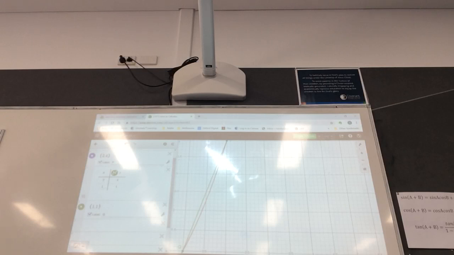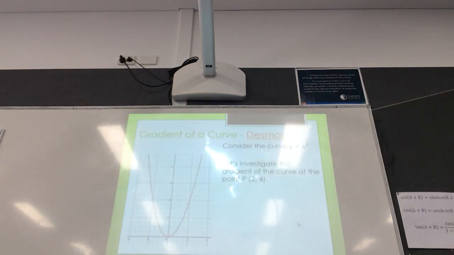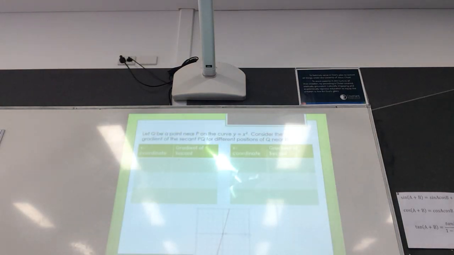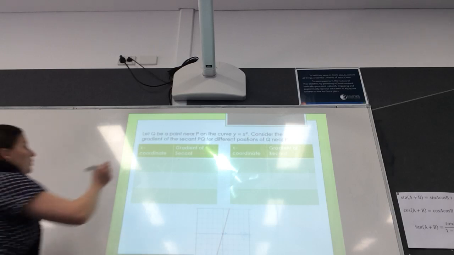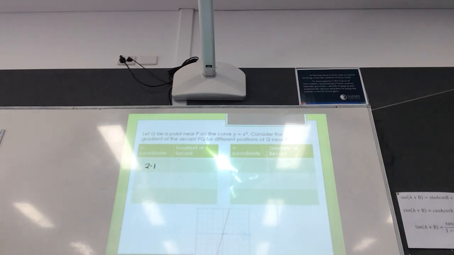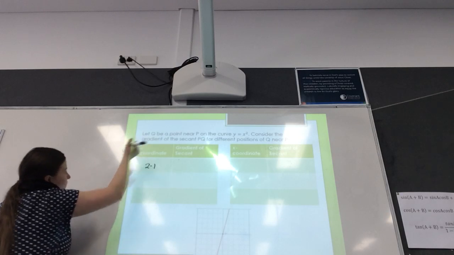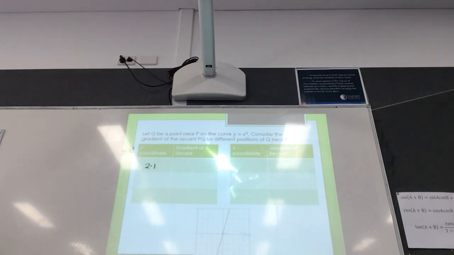Okay, so (1.5, 3). Let's come back. We're going to go even further than that, Luke. So what about when the x value is 2.1? So the x-coordinate is 2.1. Now, I know that the equation of my graph is y equals x squared. So would you be happy that the y value is 2.1 squared?